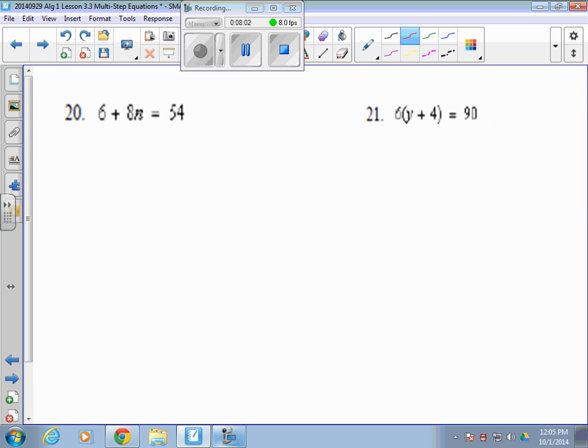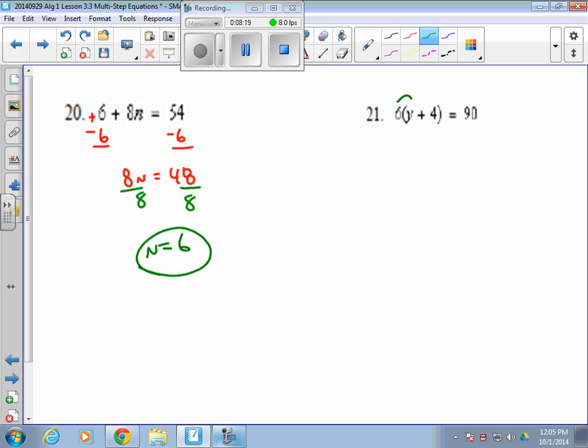20 says 6 plus 8n equals 54. Undo plus 6 by subtracting it. If you subtract it on the left, subtract it on the right. 8n equals 48. Undo 8 times something by dividing by 8 on both sides. N equals 6. Distribute 6 times y and 6 times 4.